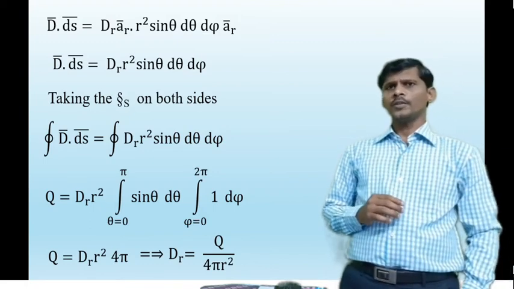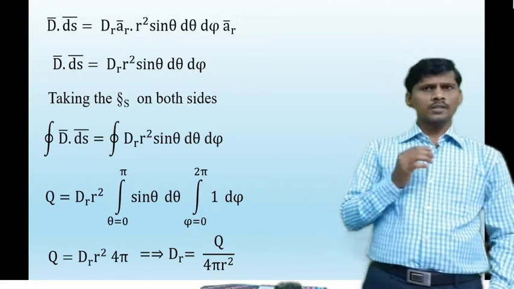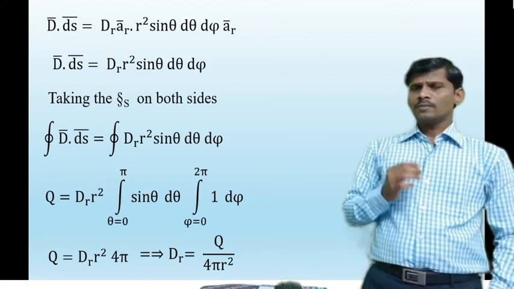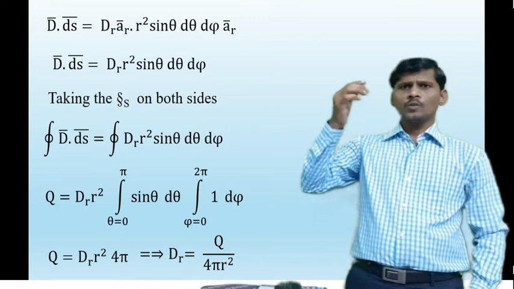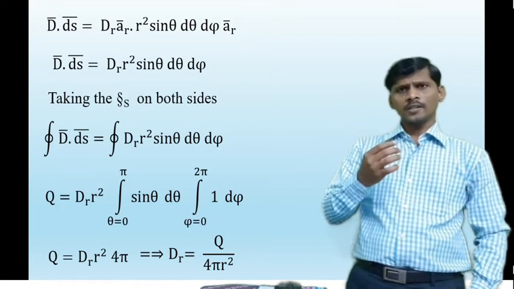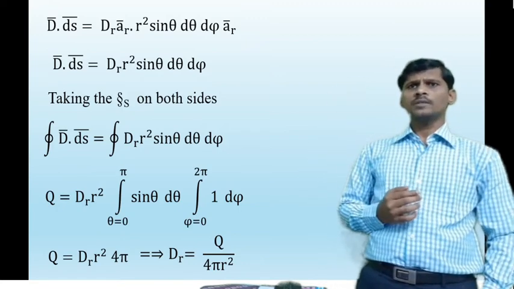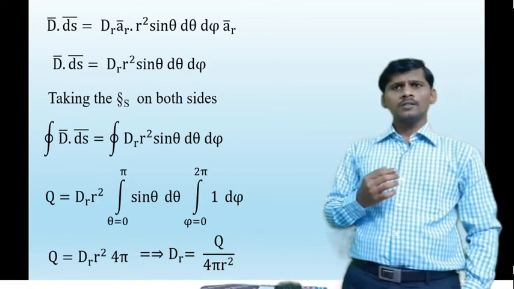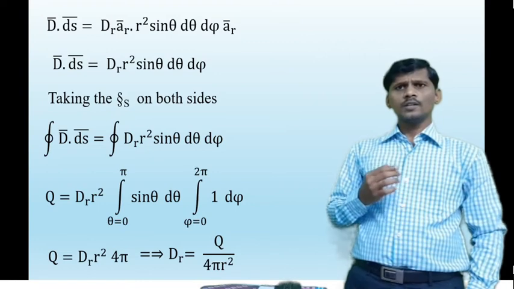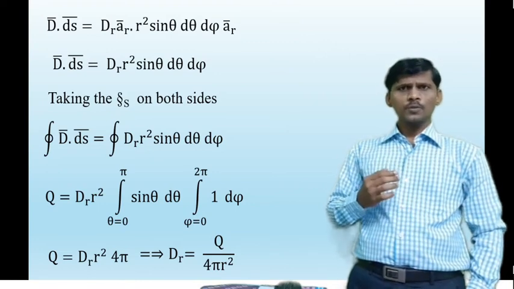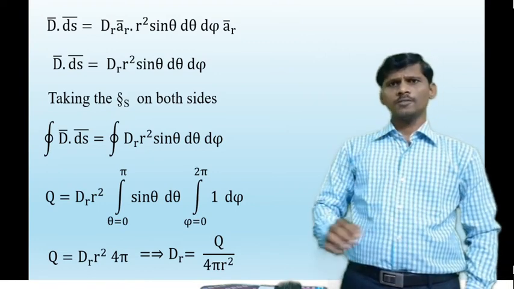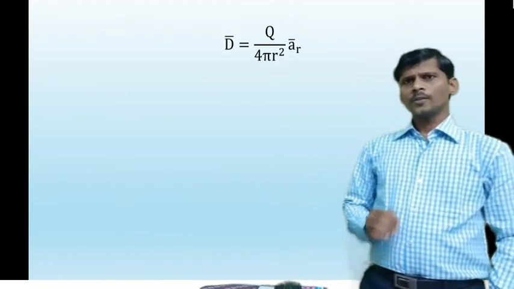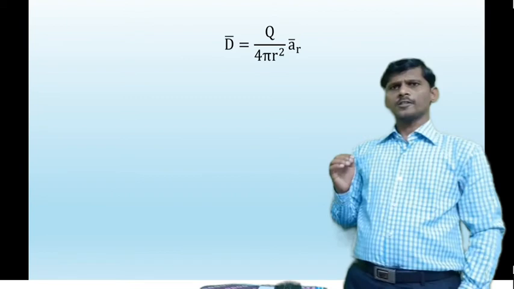Substitute the Dr value into the vector form of the electric flux density. Now here, the electric flux density is varying in the radially outward direction, that is the ar bar direction. So what is the vector form of the electric flux density along the r direction? D bar is equal to Dr into ar bar. Substitute the Dr value into that equation, we get the electric flux density D bar is equal to Q by 4 pi r square into ar bar.